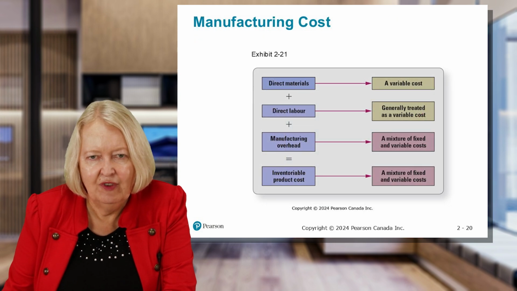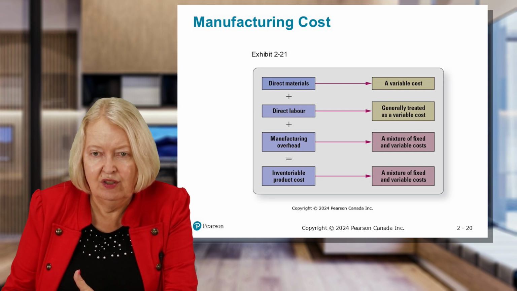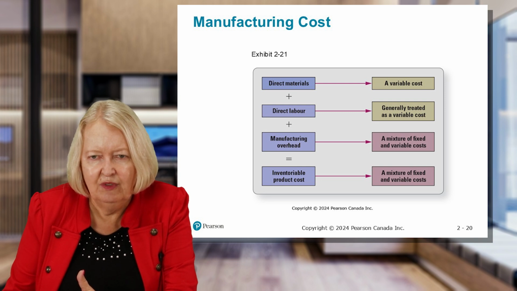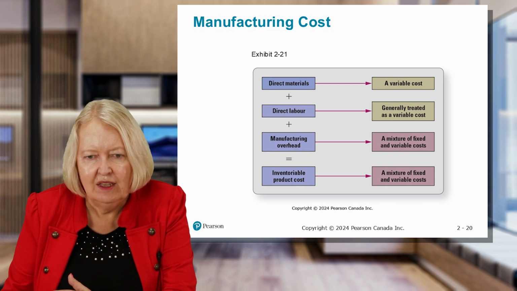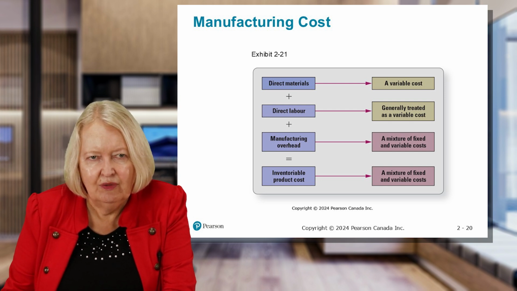When you're looking at manufacturing costs, your direct materials are variable, your direct labor is variable, and your manufacturing overhead is a combination of fixed and variable, because some of it is fixed. You think about the insurance, your property tax, etc. And then some of it is variable, like some of the oils and small parts used to support the manufacturing process. So all of these add up to inventoriable product costs, and it's a mixture of fixed and variable. So that concludes the overview of chapter 2.